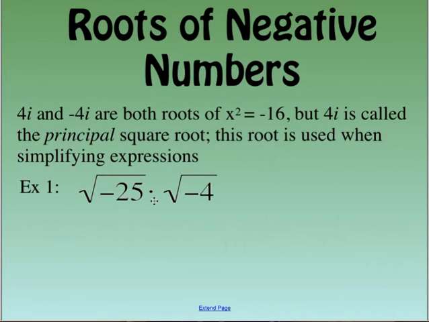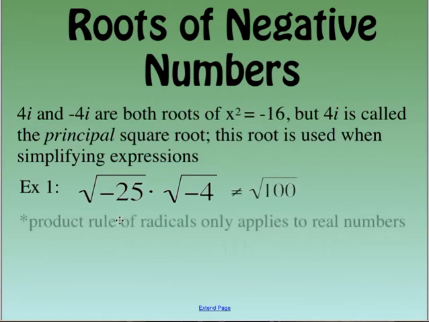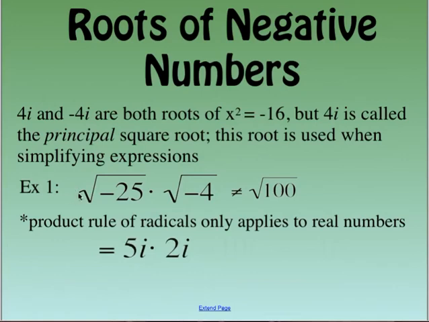So the first example I have here is the square root of -25 times the square root of -4. First of all, you can't just multiply these two together. The product rule for radicals only applies to real numbers, so you can't multiply these together like we can if these had both been positive. So when I simplify the square root of -25, I'm going to just get a positive 5i. The square root of -4 is just a positive 2i. I'm using the principal root, because you'll notice the square root is already given to me and they're both positive. If this had been a negative out in front, then I would have used -5i. When I multiply these together, I get 10i squared, and 10i squared simplifies to -10.